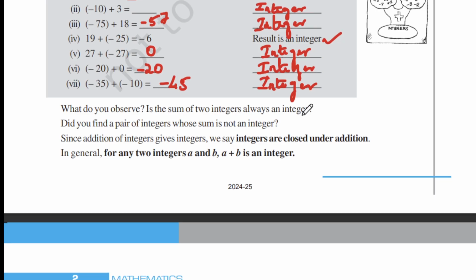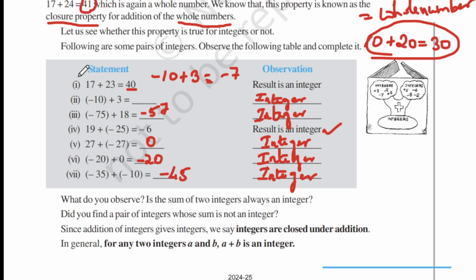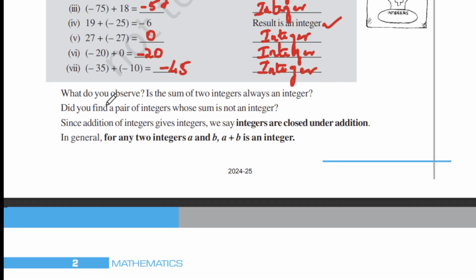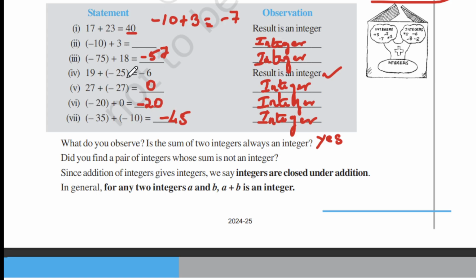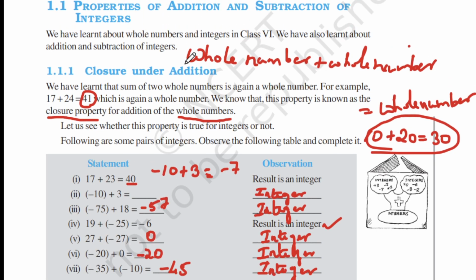Okay, so let's see. What do you observe? Is the sum of two integers always an integer? Yes, because when we add two integers, whether positive or negative, the result is always an integer. So did you find a pair of integers whose sum is not an integer? Do you see any pair of integers which, when you add them, is not an integer? For example, did you get any fractions, or any decimals, or any percentages?